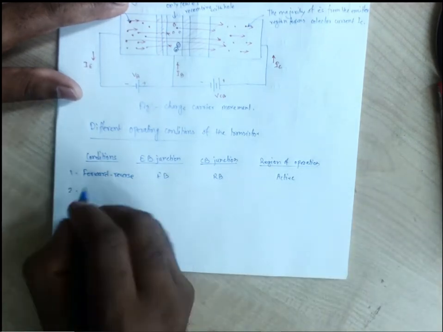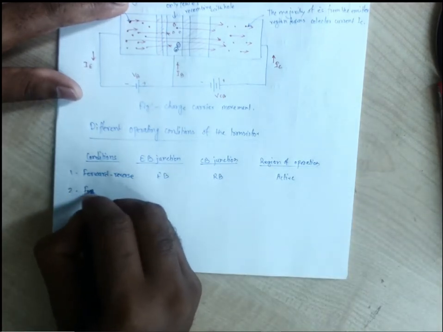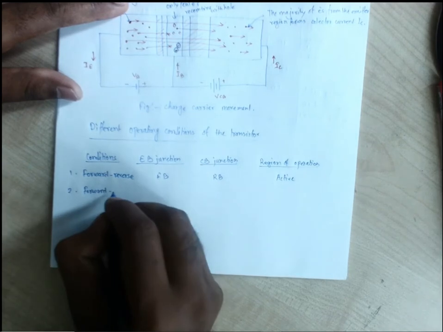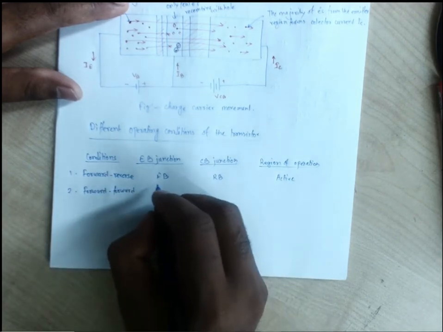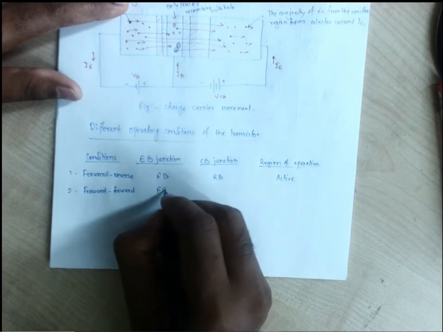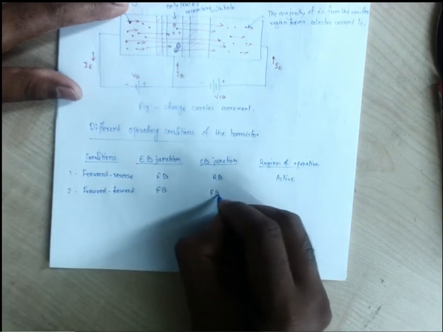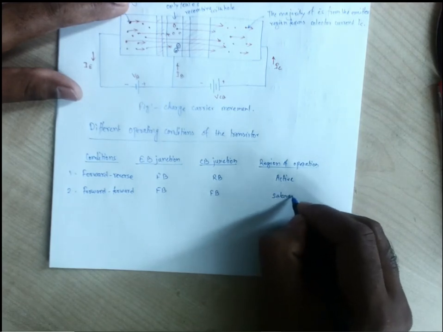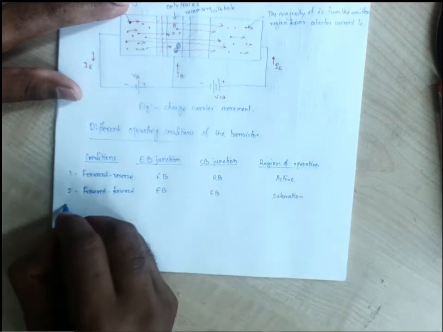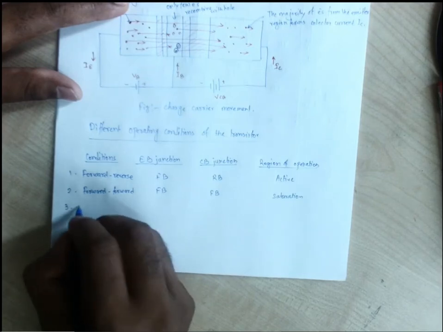The second one is forward-forward. What does it mean? The emitter-base junction is given forward bias, and the collector-base junction is also given forward bias. That is known as the saturation region of operation. The third one is reverse-reverse.